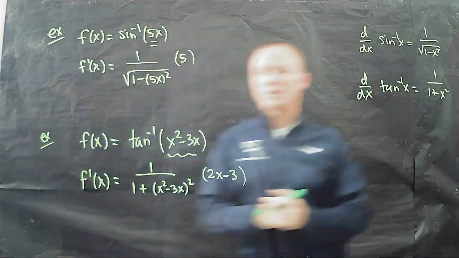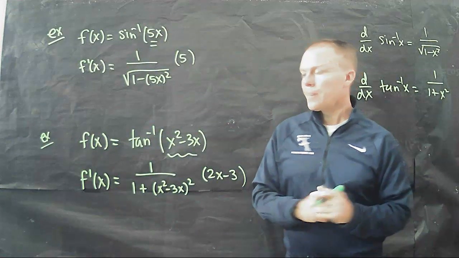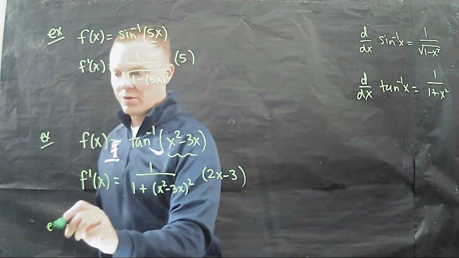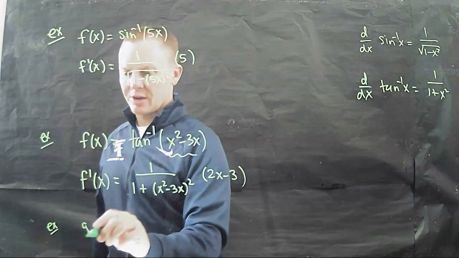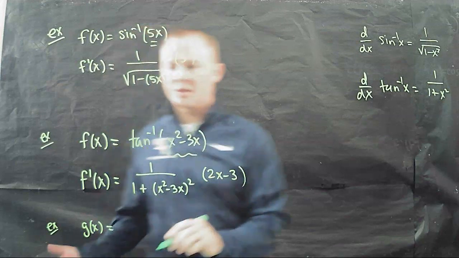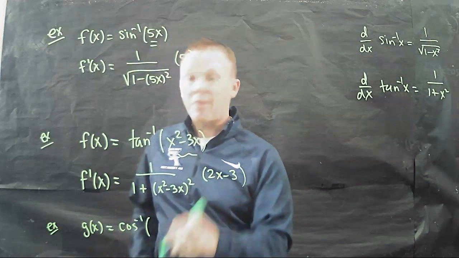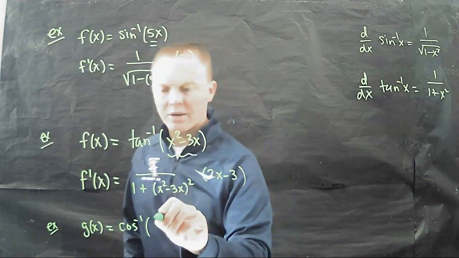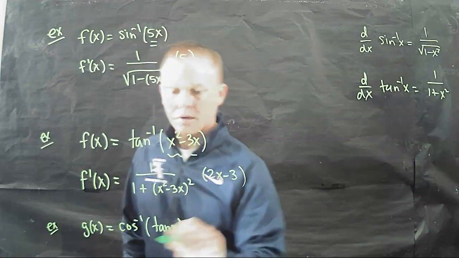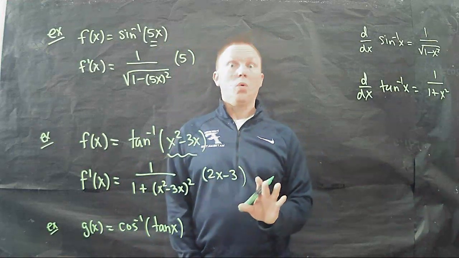Done. It's that simple. Okay? Let's try one more, just for funsies. How about, I'll use another letter here. G of x is inverse cosine of, how about we do this? How about inverse cosine of tangent of x? Whoa.